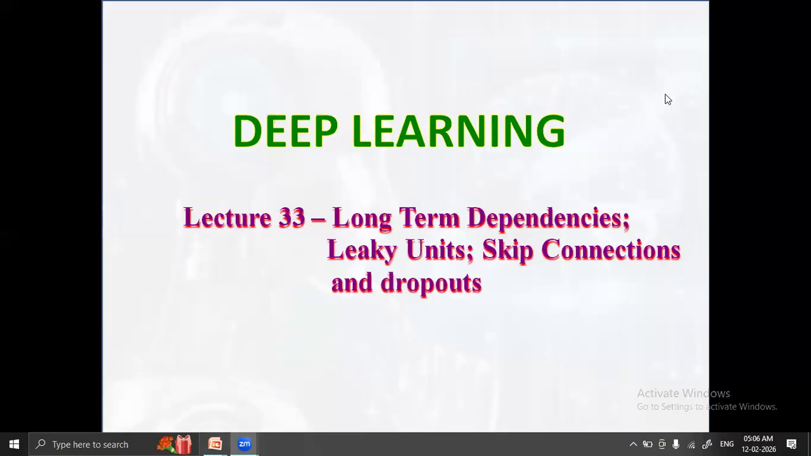I welcome you all. Today we will learn about long-term dependencies, leaky units, skip connections, and dropouts in RNN, recurrent neural networks. We'll see them one by one.